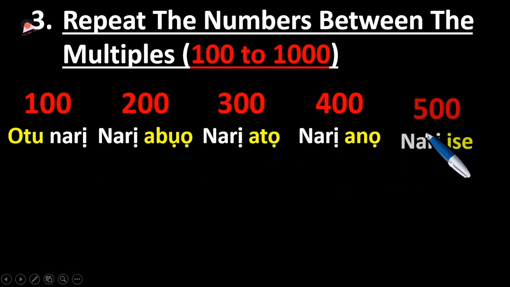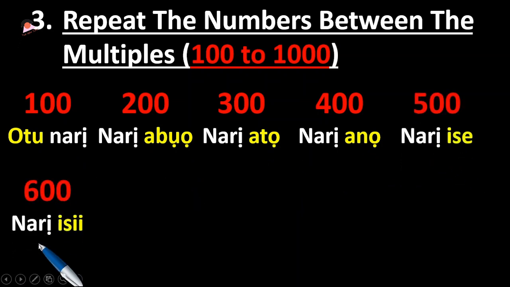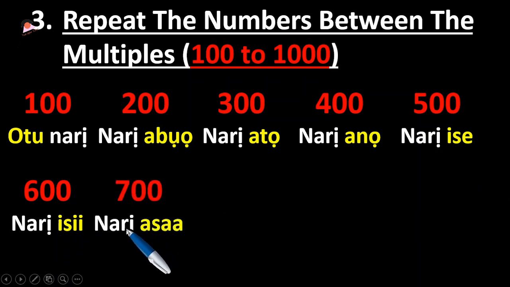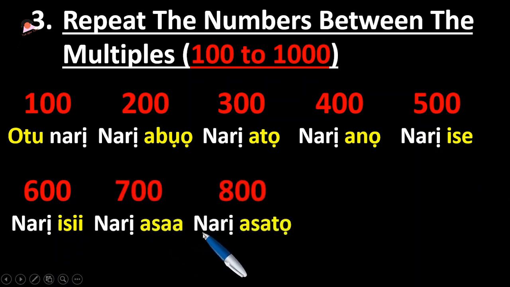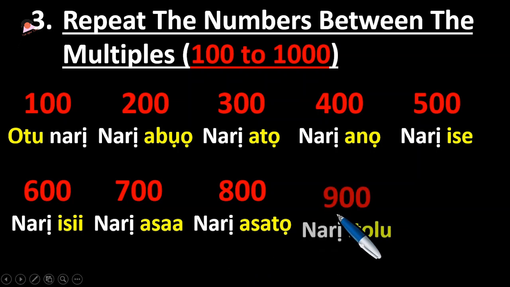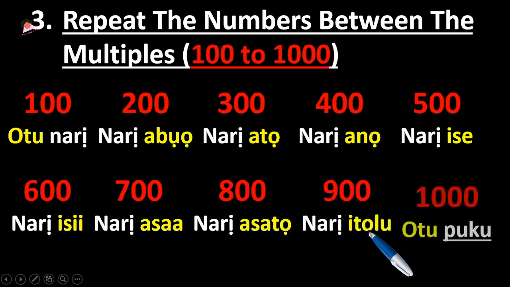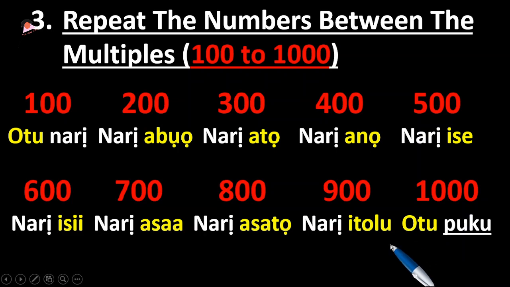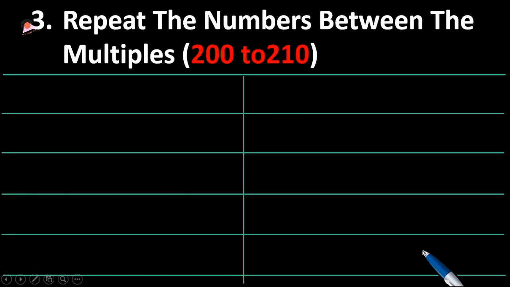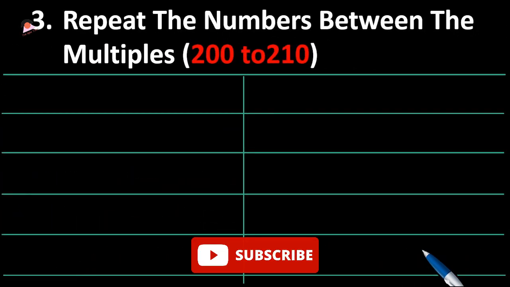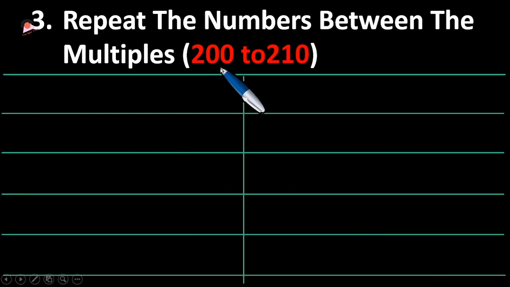Let's go to 500, nari ise. 600, nari isi. 700, nari asa. 800, nari asato. 900, nari itolu. And then 1,000, otu puku. We may not be able to count from 100 to 1,000 as we intend to do, but let's try counting 200 to 210 just to show you how easy it is to add up the numbers and move on to the next level.